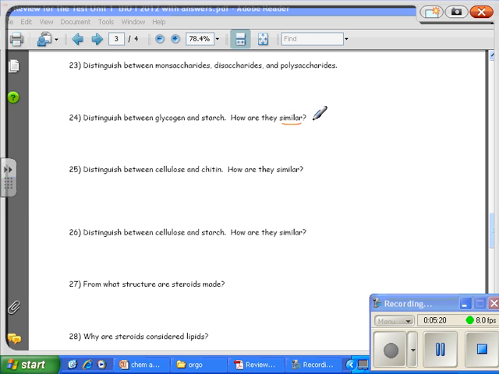Okay, so I'll do that part again. They're similar because they're polysaccharides. And the thing that students forget sometimes is that polysaccharides are a type of carbohydrate.